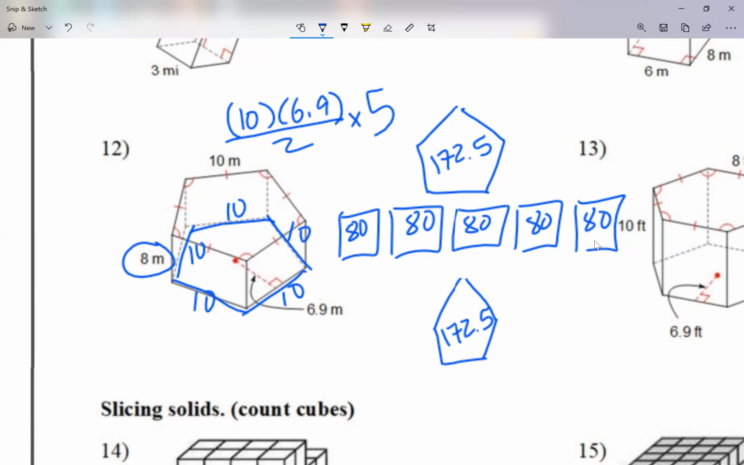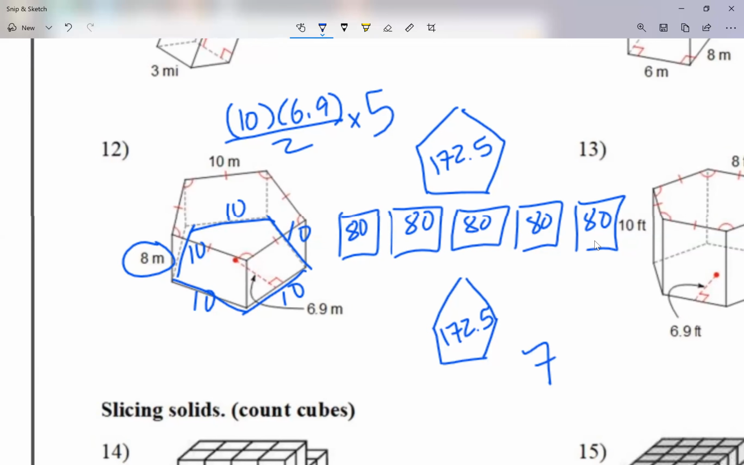Okay. And then plus 172.5 plus 172.5. And I'm going to say the final answer is 745. If you have decimals, round it to 1 decimal place, round it to the nearest tenth.